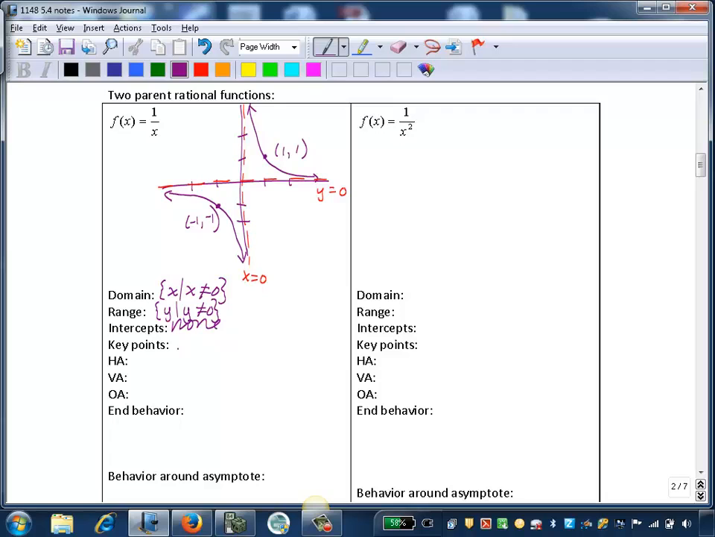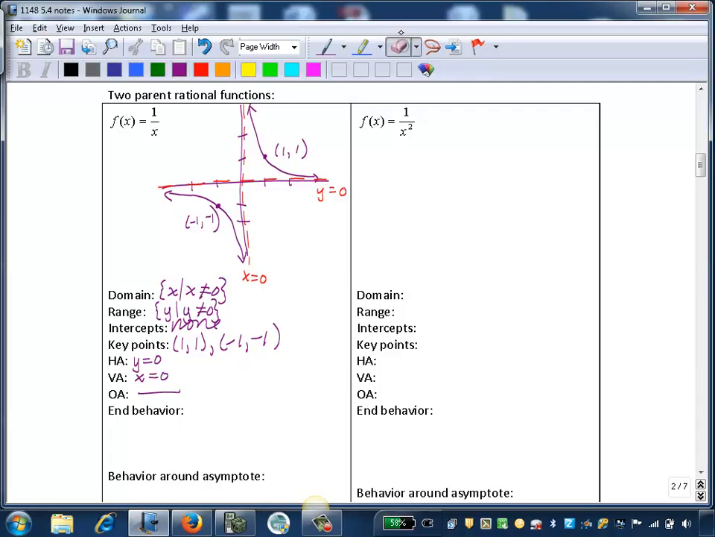And we listed our key points, our 1, 1, and our -1, -1. And then again, when you do these graphs, those asymptotes will be your other key features of your graph. So we have a horizontal asymptote at y equals 0. We have a vertical asymptote at x equals 0. And we do not have any oblique asymptotes. We'll talk about oblique asymptotes shortly. Oblique asymptotes are the slanted or tilted asymptotes, and we don't have any of those here.